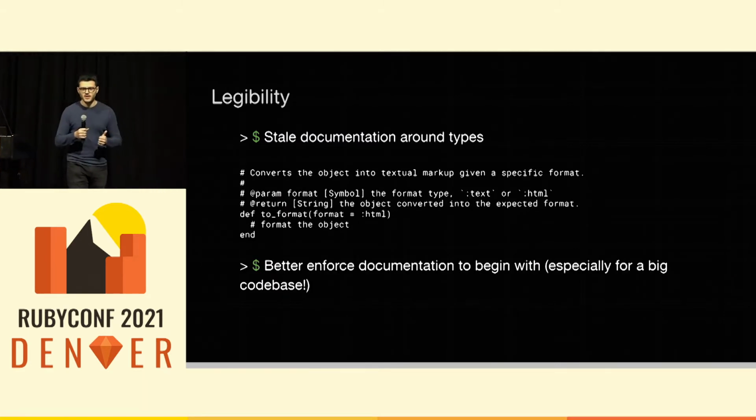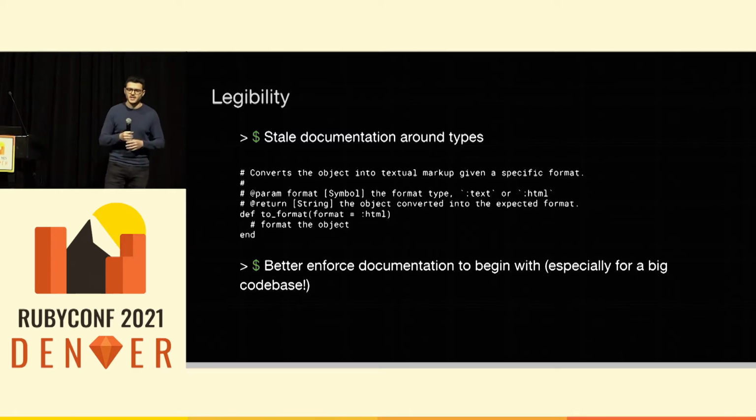The other side of the coin here is around legibility and documentation, right? So the example I have here is using YardDoc, which is a standardized way of doing Ruby documentation, and we've used it in the past. It's nice. It provides a standard format for you to say, these are the types of my inputs, these are the types of my outputs, right?